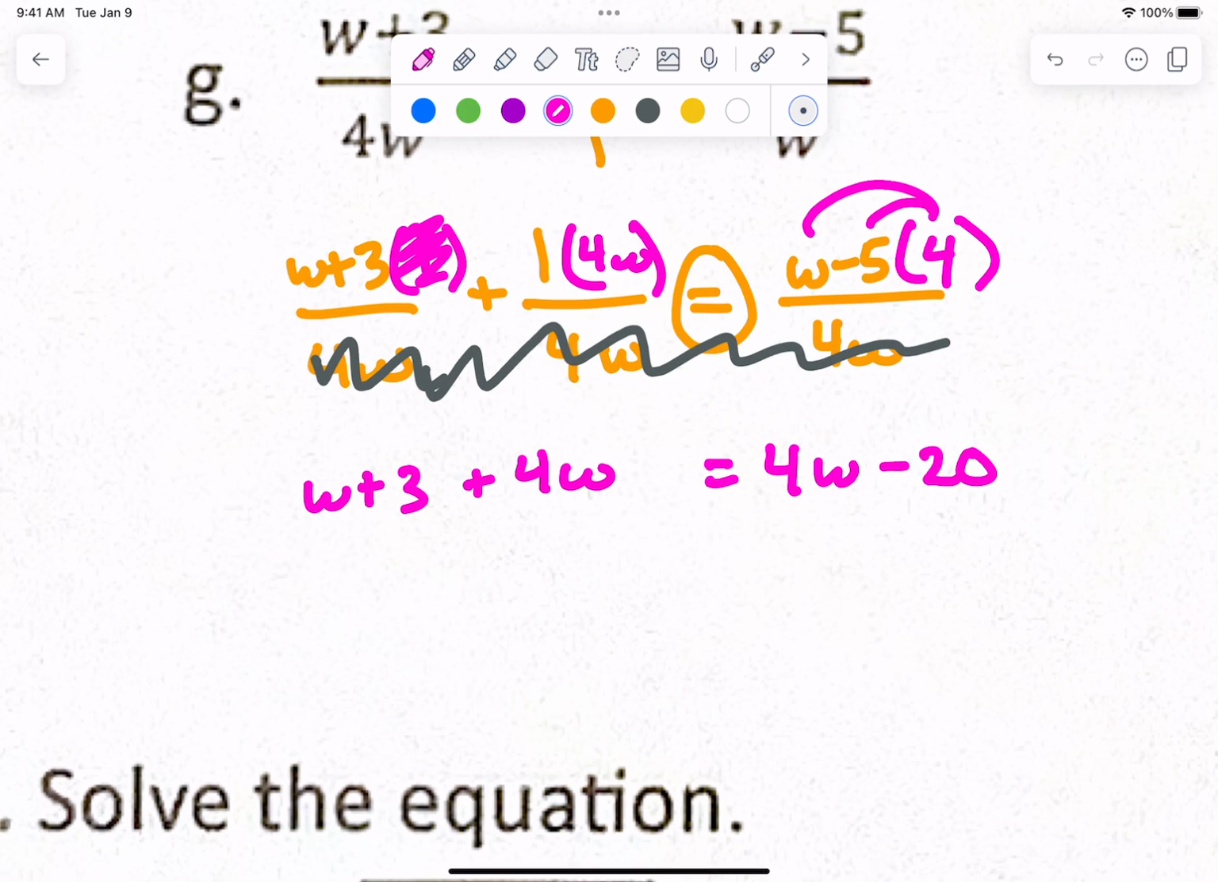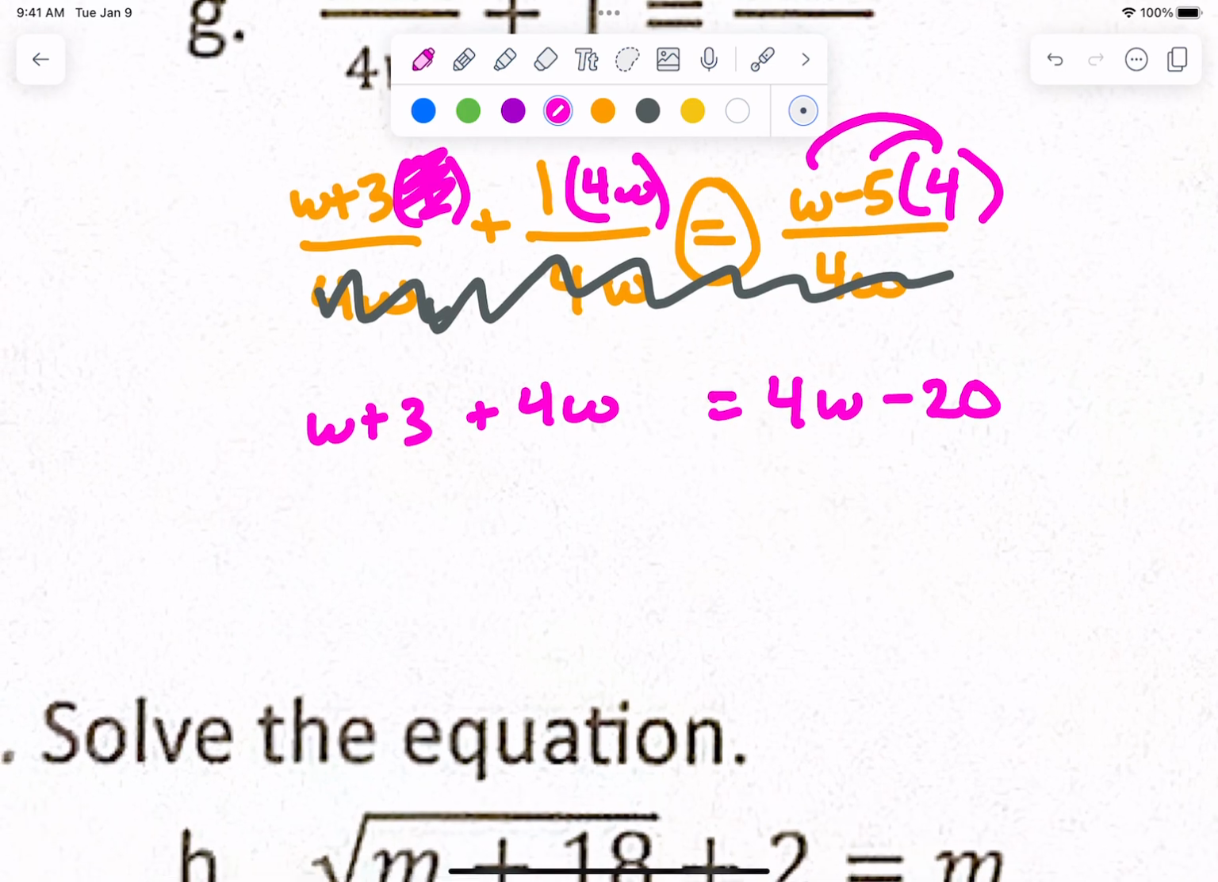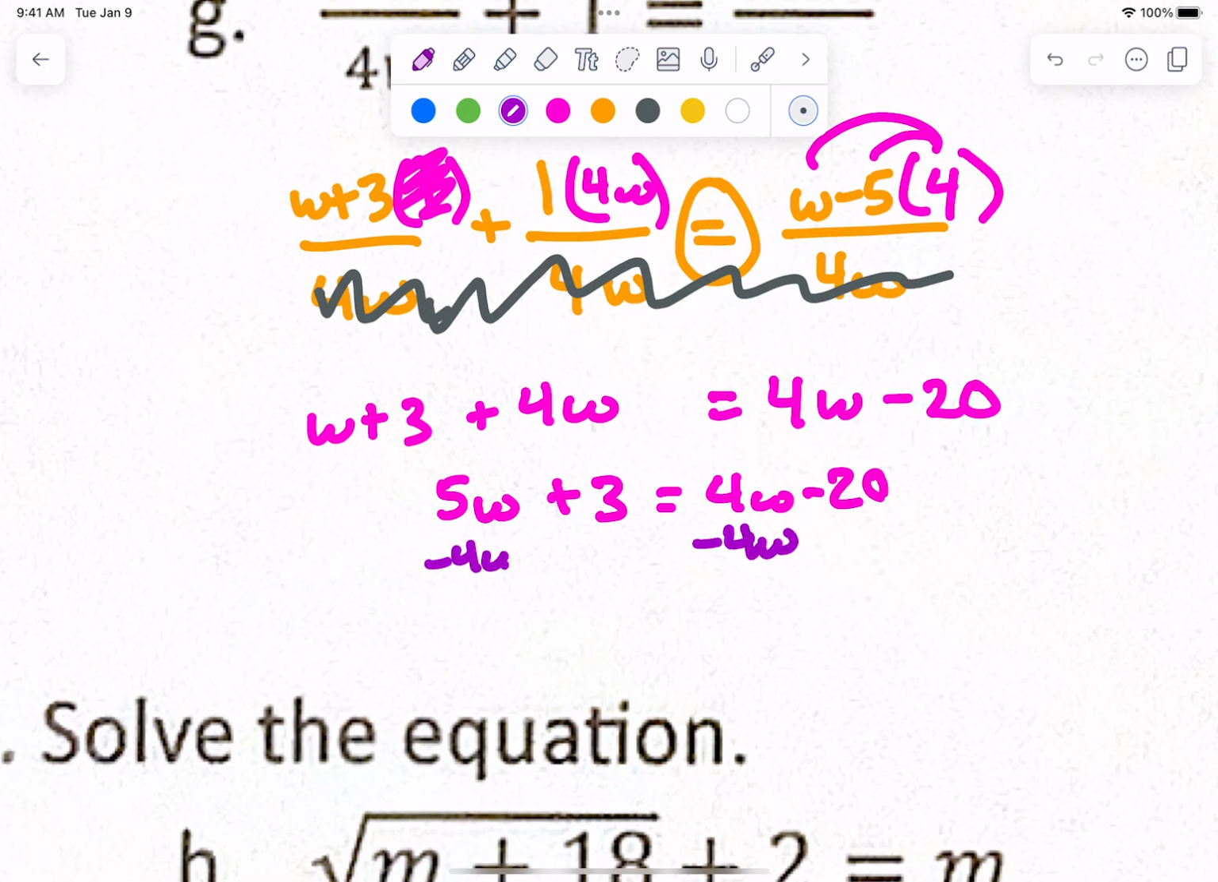5W plus 3 equals 4W minus 20. Am I going too fast? I'll pause. I just need to get caught back up. Okay, you're fine. Subtract the 4W. W plus 3 equals negative 20, and I'm going to subtract the 3. And you got W equals negative 23.